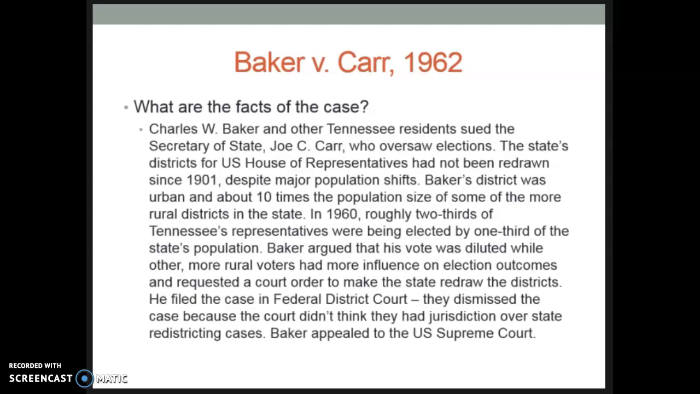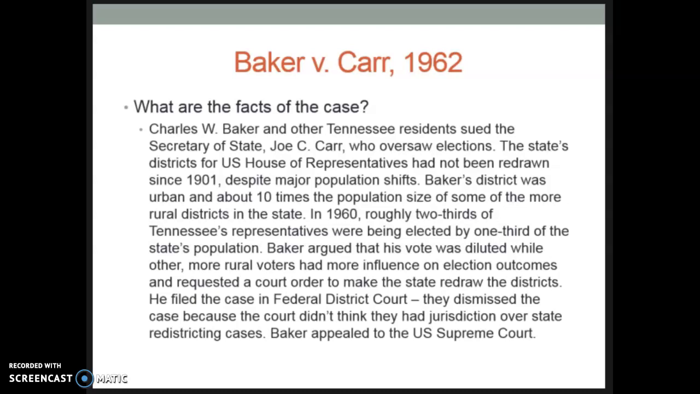So Charles Baker was someone who lived in Tennessee, and he is going to actually file a lawsuit against the Secretary of State, Joe Carr. The Secretary of State's job in a state is to oversee elections and the election process. So you guys know, we've talked about before, that states are broken down into districts based on the number of people that they have in the House of Representatives.